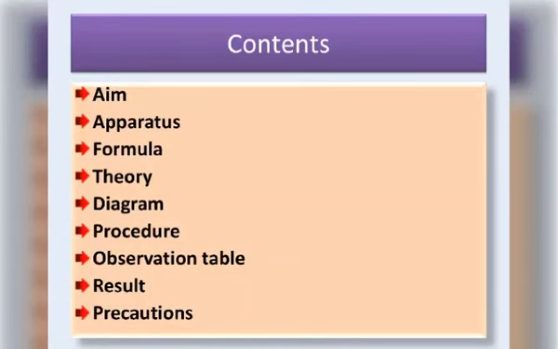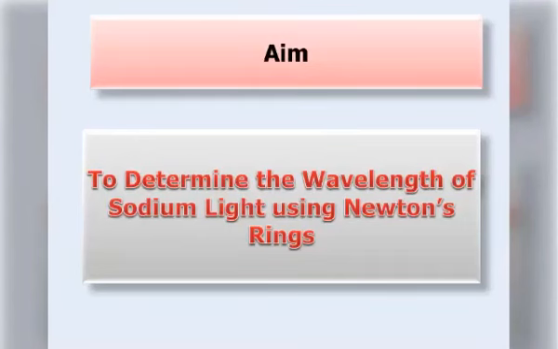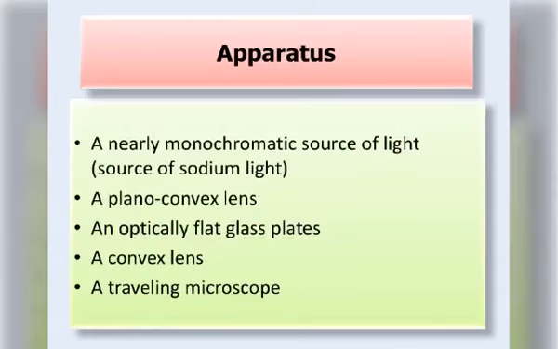The contents are: firstly the aim of the experiment, then the apparatus required for this experiment, then formula, theory, diagram, and then the procedure of this experiment, then observation table, result, and then precautions. The aim of this experiment is to determine the wavelength of sodium light by using Newton's rings.